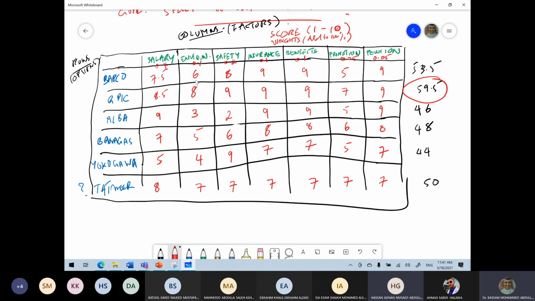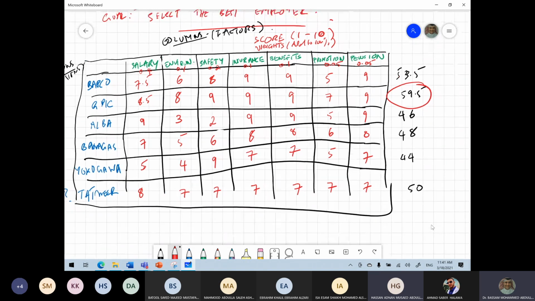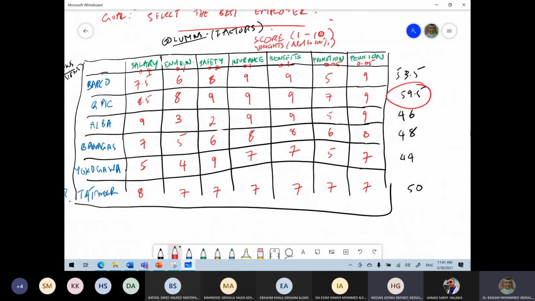Great. What about, let's see if we apply the weights, because we already said that we want to consider the weights, and we add a higher weight for the salary, for example, and so on. So if you apply the weights, which one will be the best option? I did the weight calculation. I'll give you the numbers.